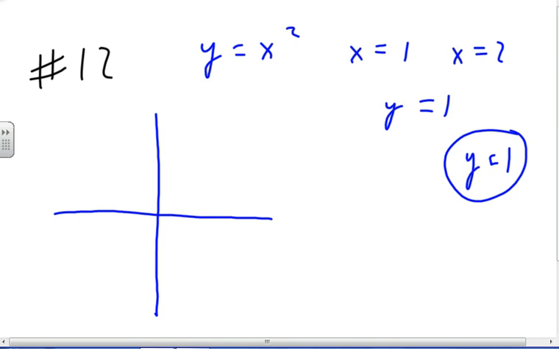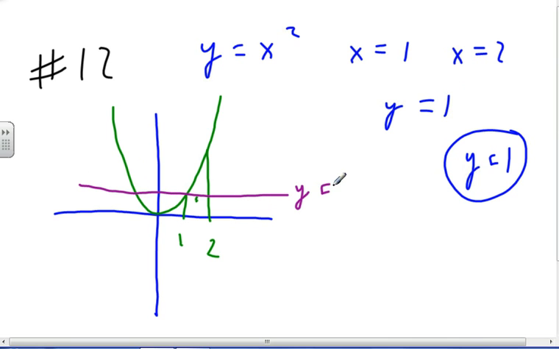So I've got y is equal to x squared, looks like this. Okay, x is equal to 1 is there. x is equal to 2 is here. And this guy, we're going to be revolving around y is equal to 1. Change colors. y equals 1. So we're revolving that piece there around y is equal to 1.